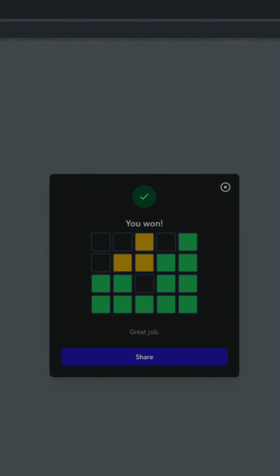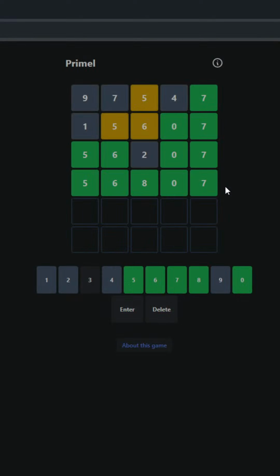Yeah, and Primal's not that hard. It would be nice if there was like a Nerdle version of this instead. But you do what you can.